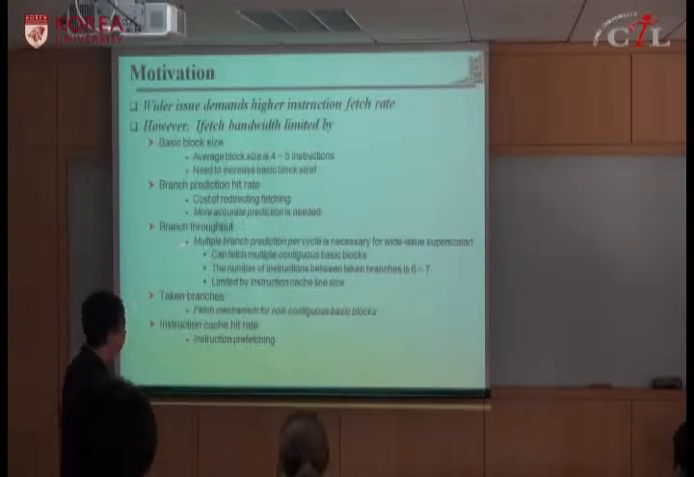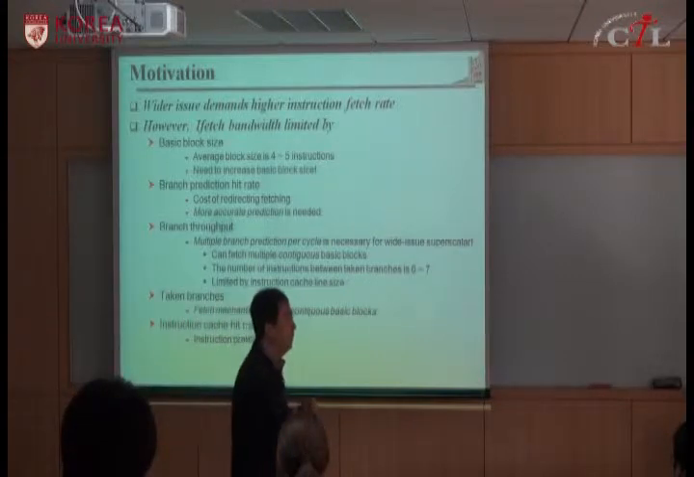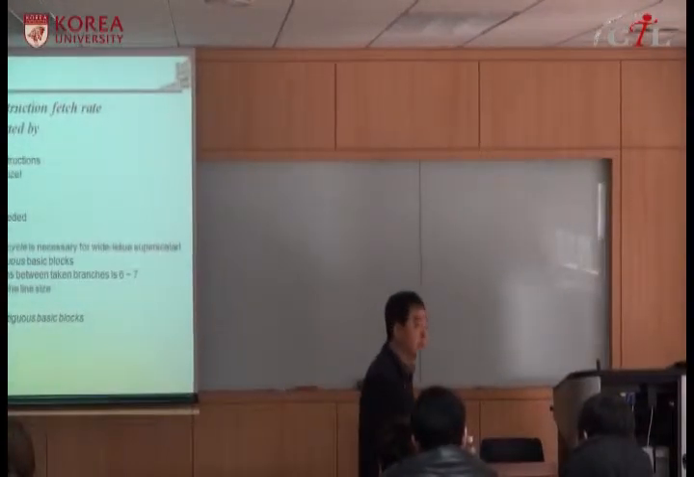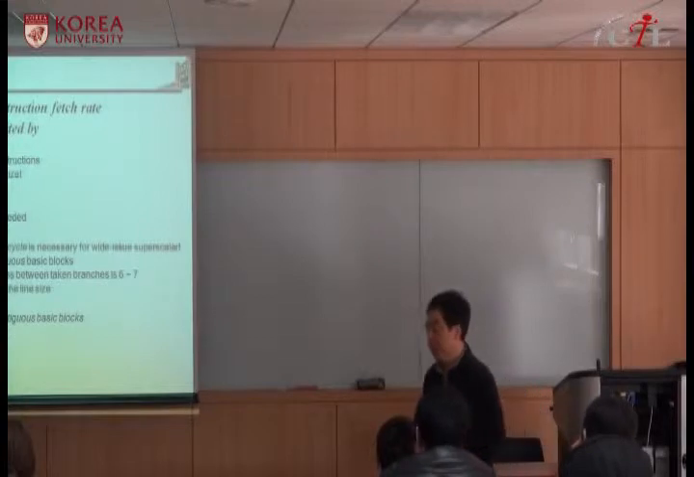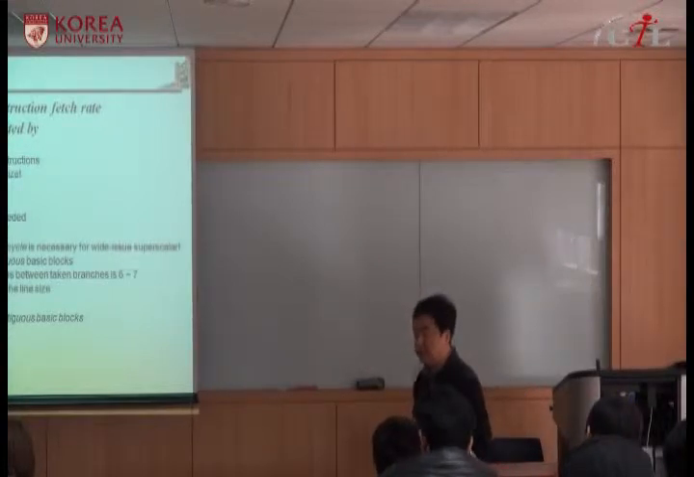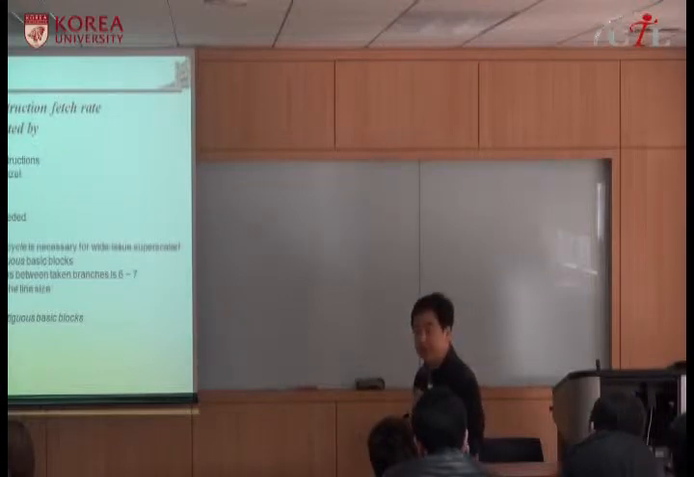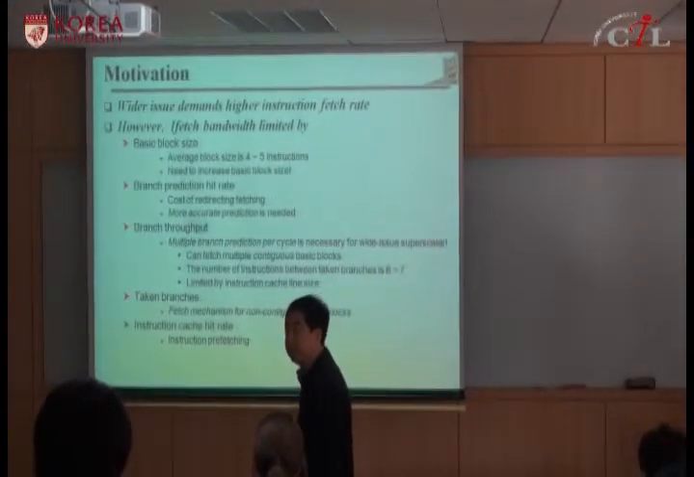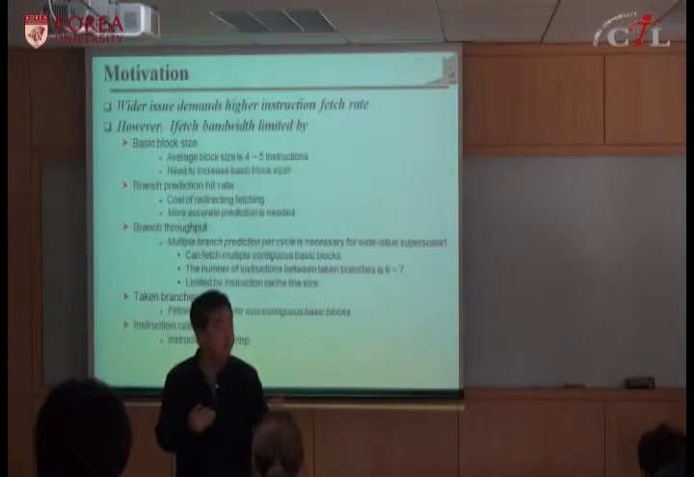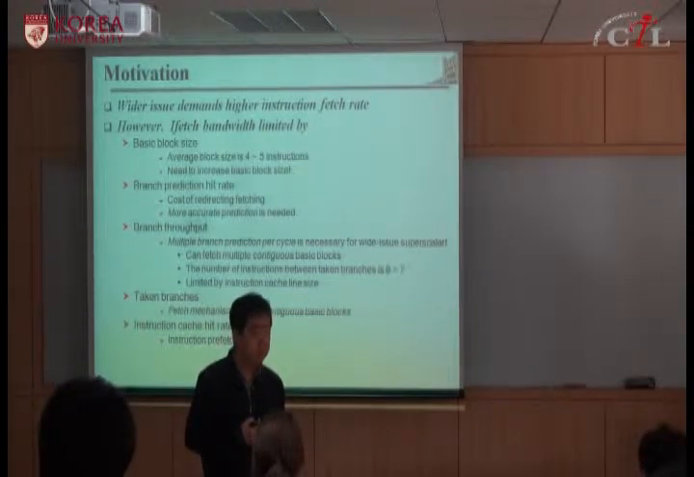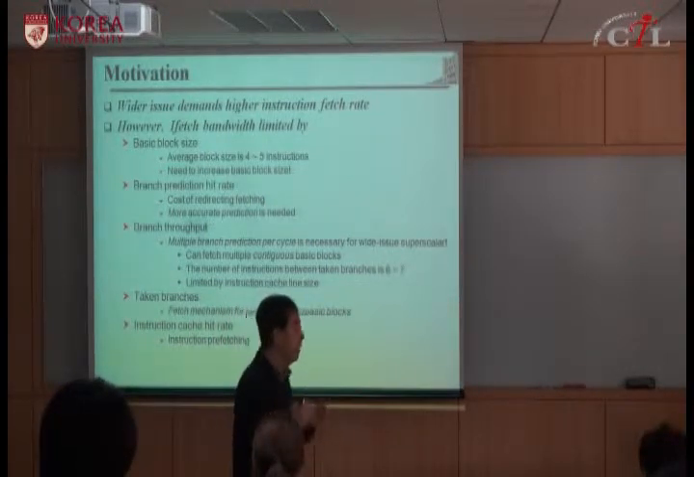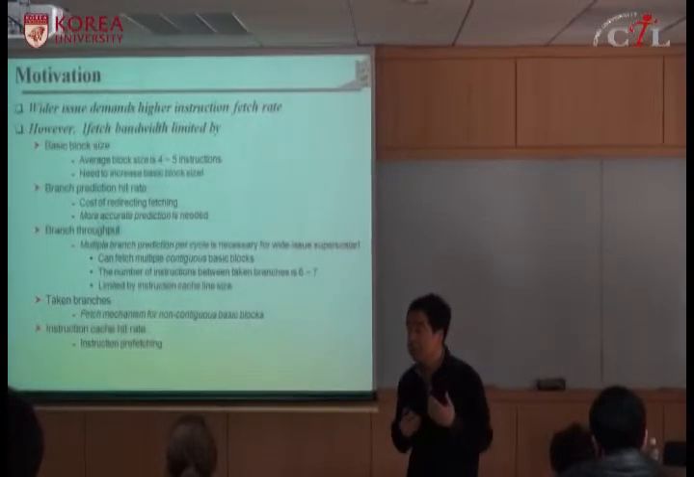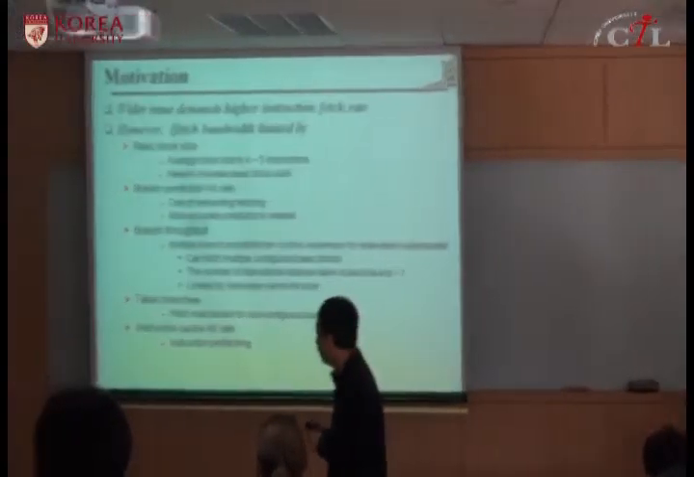The other issue is branch throughput. With maybe 3 or 4 issue, you can assume only one branch instruction every cycle. But with more than 3 or 4 issue, for example Itanium, a 6 issue superscalar, you may encounter more than one branch instruction every cycle, if you want to supply more than 4 or 5 instructions every cycle. That requires multiple branch prediction using a single program counter or single fetch address. You need to predict multiple branches. That's not easy.